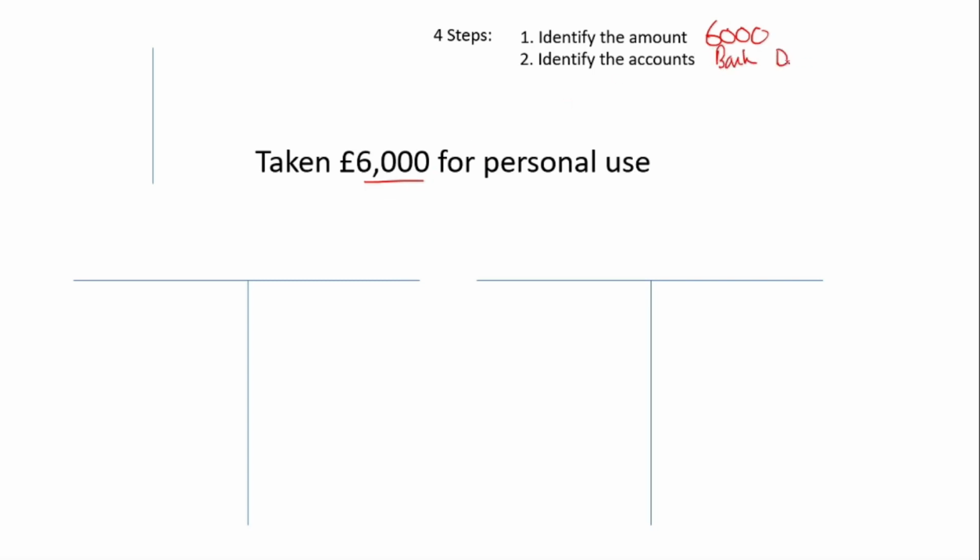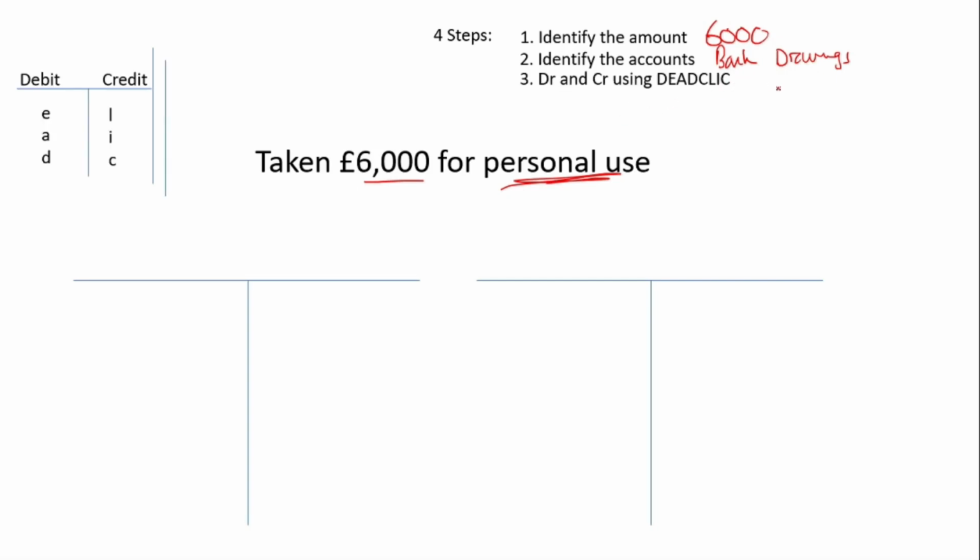And the other account will be drawings, as whenever you see for personal use, it's always an indication that it's drawings. Step 3 is to use the DEDCLIC acronym. So you can see that D stands for drawings on the debit side. So we're going to write debit drawings, which leaves us with a credit for bank. And now we can prepare the T account.